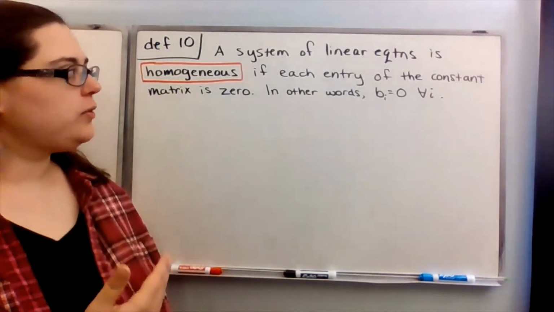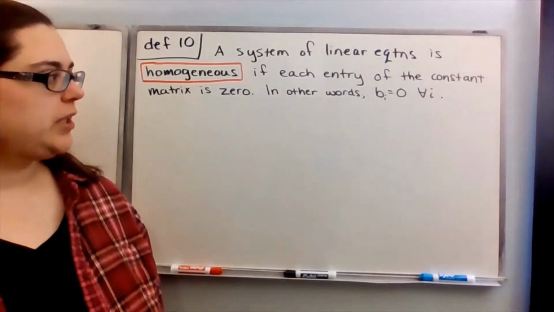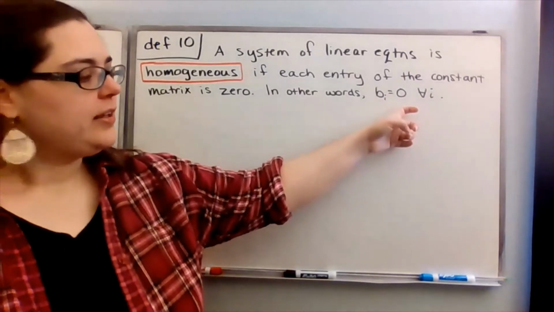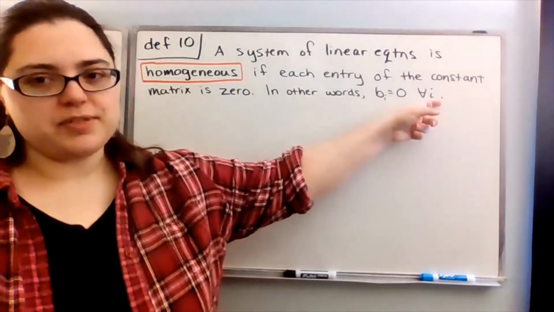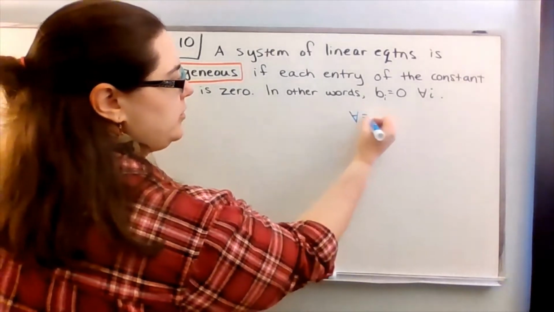Here's our definition for a homogeneous system. A system of linear equations is homogeneous if each entry of the constant matrix is a 0. And in other words, those b_i's are 0. Now, I've got this notation here with this upside down A. Upside down A means for all or for any.